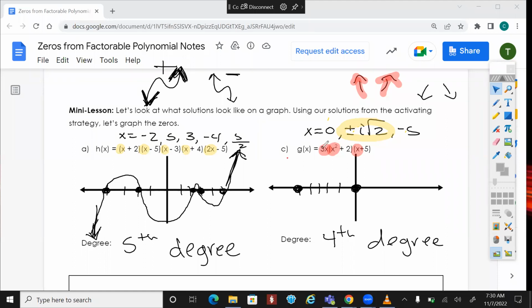We see that this is a cross because it has an exponent of 1. And then we're going to cross again at 0 because it has an exponent of 1 as well. Both of these have exponents of 1. Okay, that complex solution is just kind of embedded in this. So that means that at the square root of 2, there might be like a little wiggle.